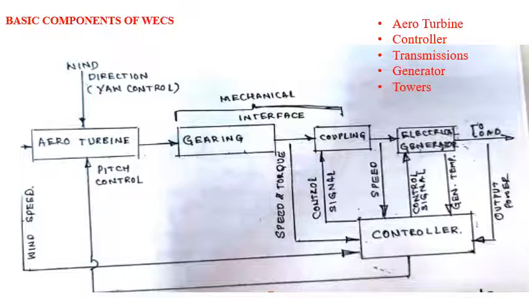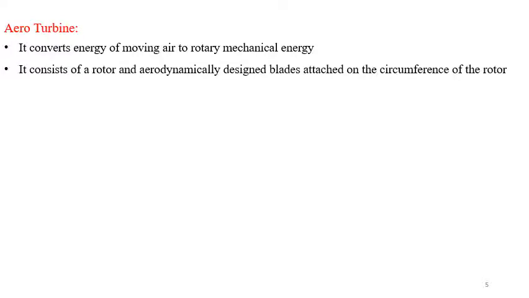So this is the block diagram. We will see what exactly these components are and how they work in the next slide. First, the aero turbine. We know that an aero turbine converts energy of moving air to rotary mechanical energy, so obviously we require a rotor. It consists of a rotor and aerodynamically designed blades attached on the circumference of the rotor.